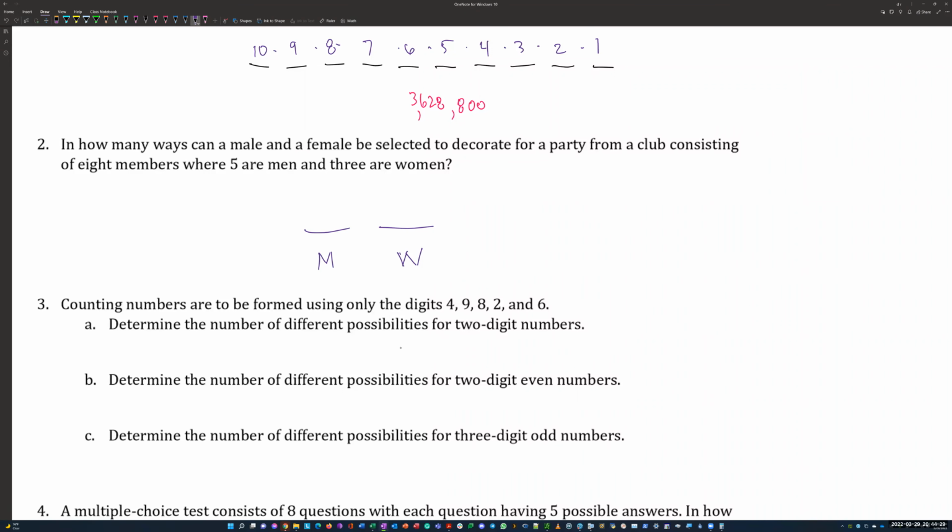So what do I put in here? 5 for men, 3 for women. You have 5 choices here and 3 choices there. The answer is 15. Is that correct? Yep. Does that make sense? Yes.